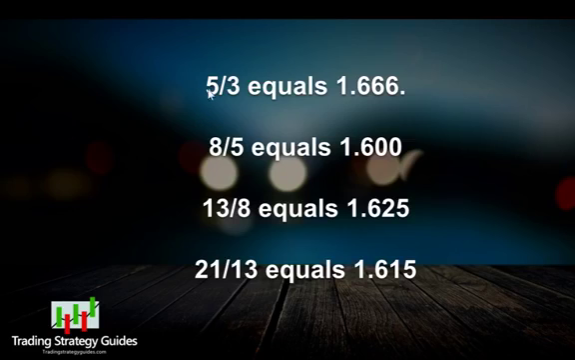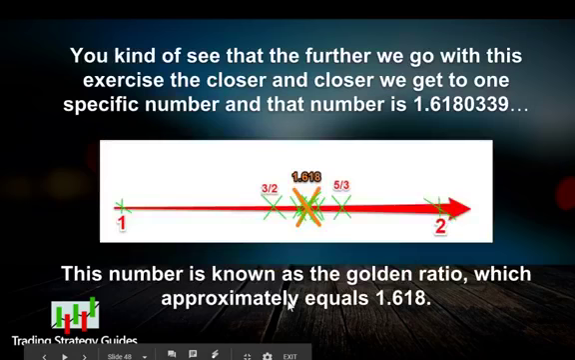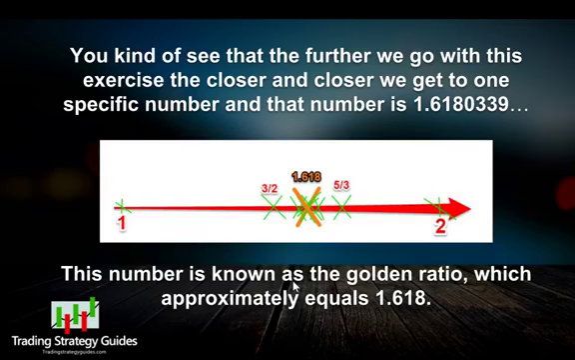So if you look at these examples here, 5 divided by 3 is 1.666, 8 divided by 5 equals 1.6, 13 divided by 8 is 1.625. So you can see that the ratio is quite close. It's getting more and more towards a sort of average number. And the further you go along, especially when you get to the higher numbers, like 144 divided by the previous number and so on, the result becomes more and more the same.